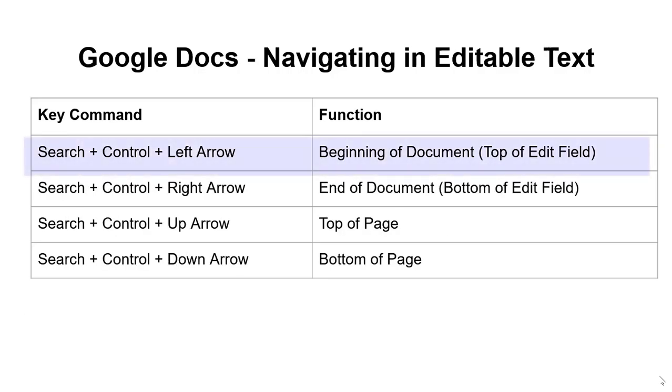Search, control, and left arrow. Now again, we're starting to use more than one key here, so sometimes we might think about sticky mode. But that will take you to the beginning of the document or the top of the edit field, really, if you're in an edit field. Search plus control plus right arrow will take you to the end or bottom of the edit field. If you do a search plus control plus up arrow, that will take you to the top of the page. Search, control, and down arrow will take you to the bottom of the page.